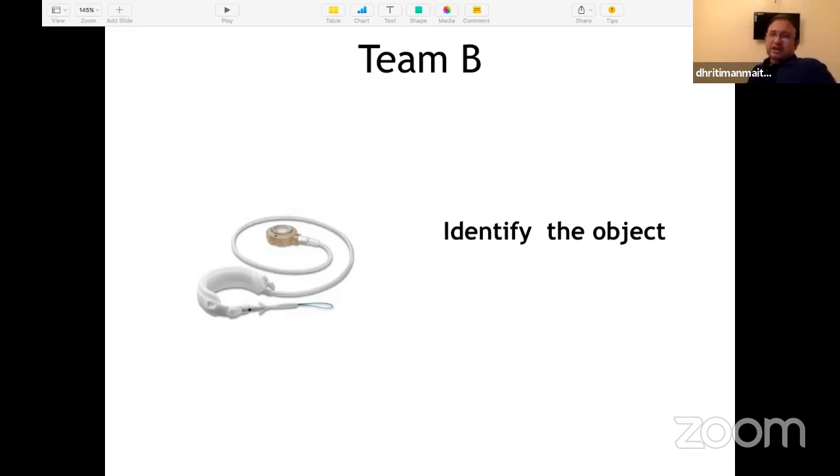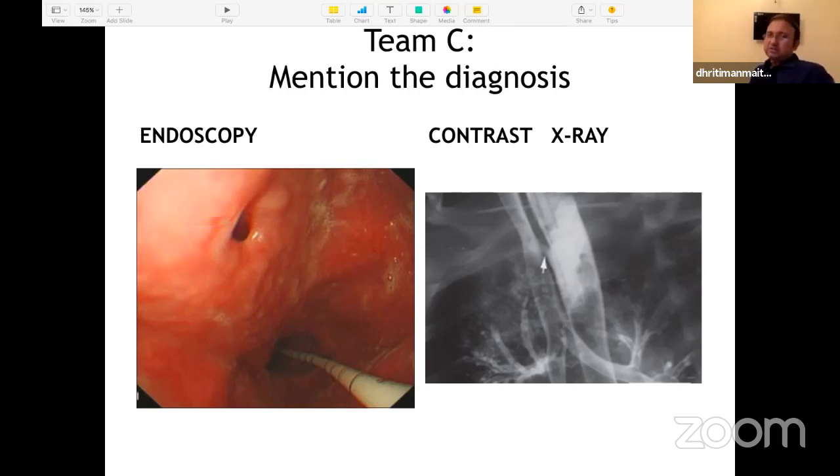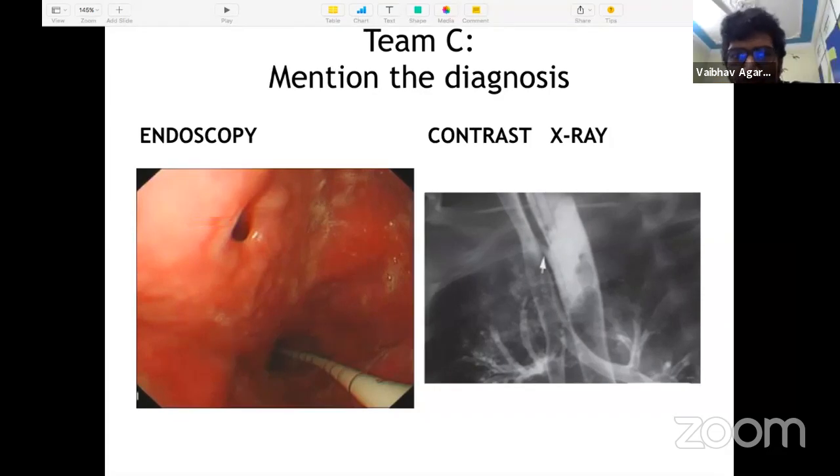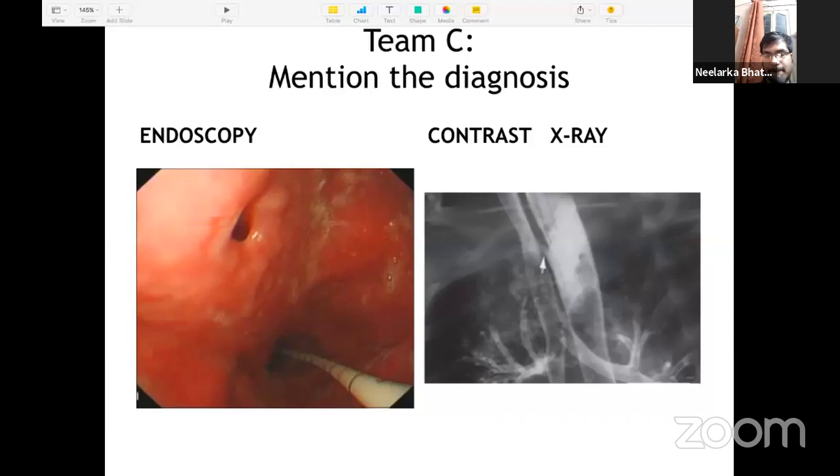Vaibhav, mention the diagnosis from the endoscopic view and the contrast X-ray that has been done. Very easy. This is an upper GI endoscopic view, and you have a contrast X-ray demonstrating 2 tubular structures with a connection. Tracheoesophageal fistula. I'll give you 7.5 for that. You have to be a little more specific. Which year are you? Intern. Intern should be able to say this. So type H tracheoesophageal fistula. So he gets a 10 out of 10 for this. Very good.